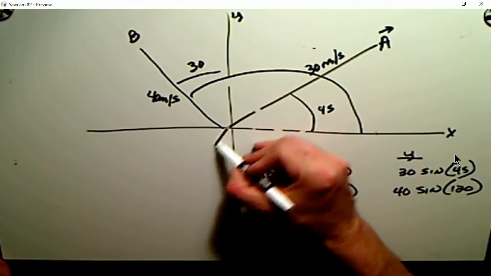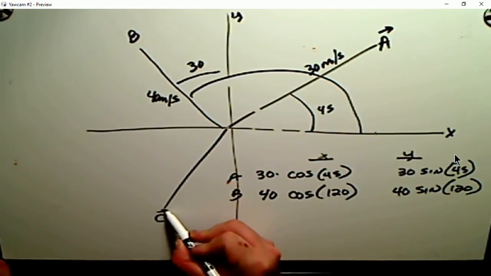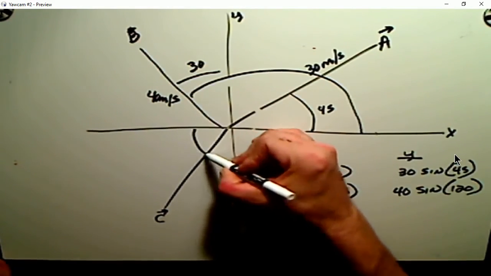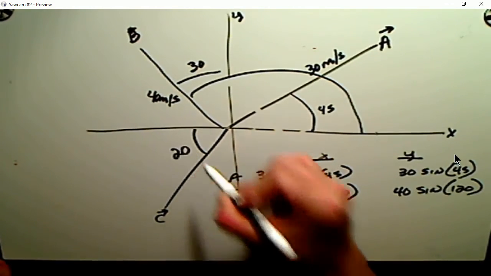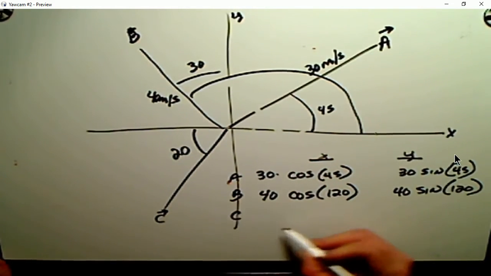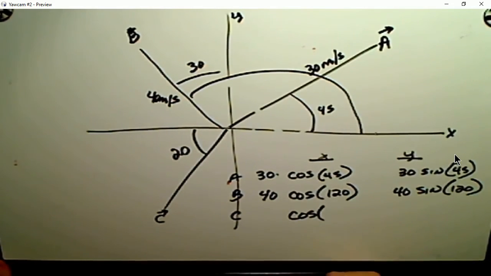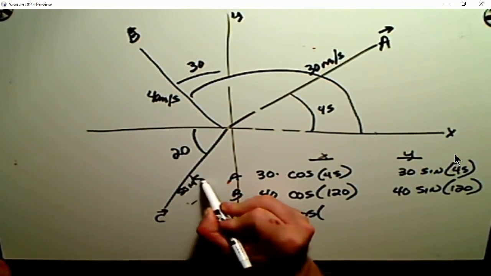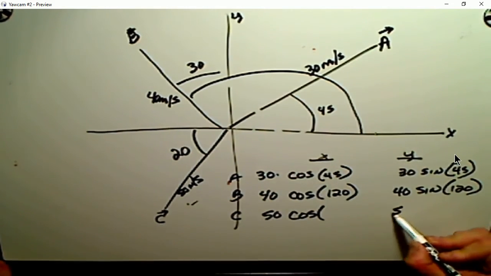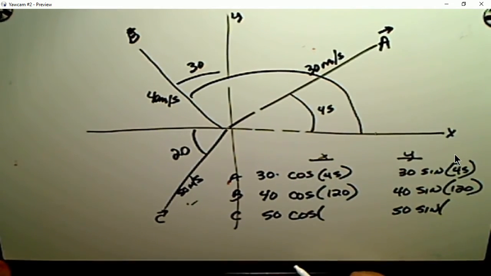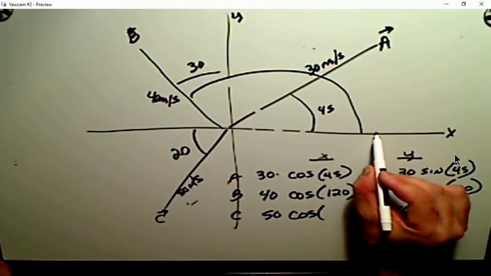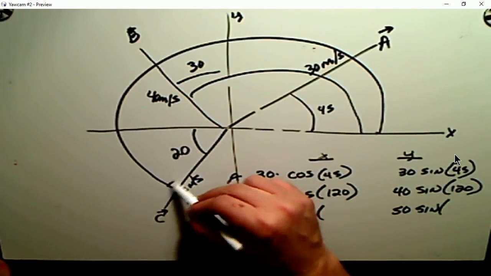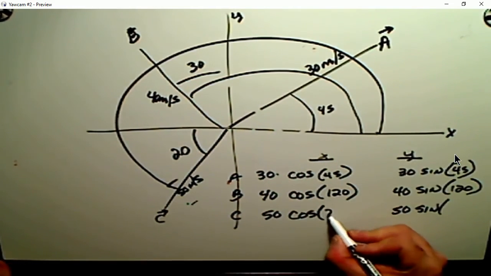If I have a vector here, let's call this vector C. Okay, that's vector B, this is vector C. And this is the angle here, and we're going to say this is 20 degrees. I can immediately put cosine here. And if this is a vector of a magnitude of 50 meters per second, I immediately put the 50 there and 50 here and sine here. If I count directly from the positive x-axis and go all the way around, how many degrees is that? That's 200 degrees.